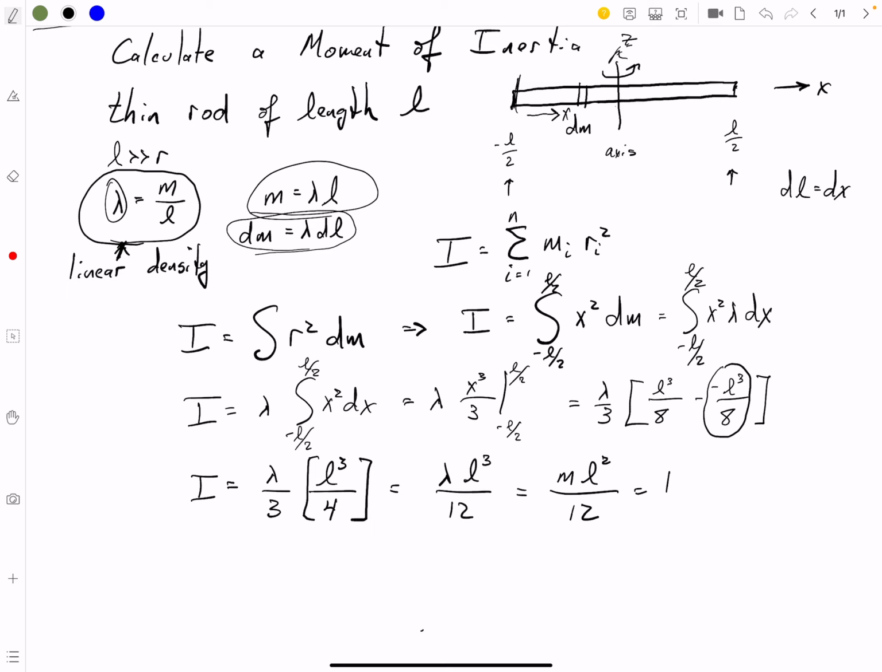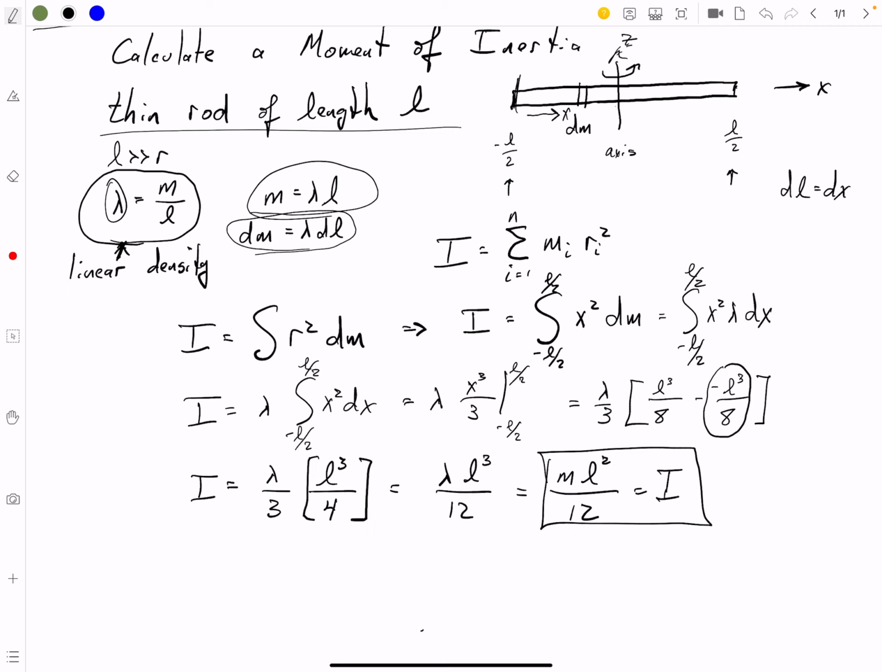Anyway, that equals our moment of inertia, and that's the moment of inertia for a thin rod of length L. Okay, so this is how you do it. And technically, you really didn't need Calc 3, right? You could do all of this with Calc 1, no problem. So, good job.